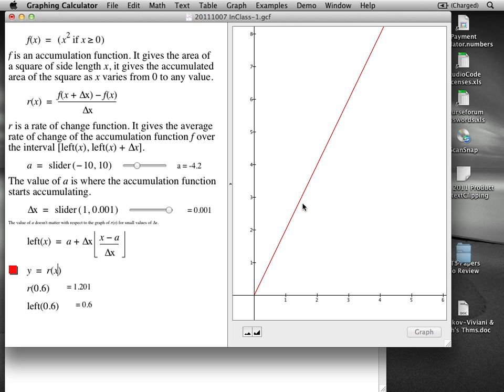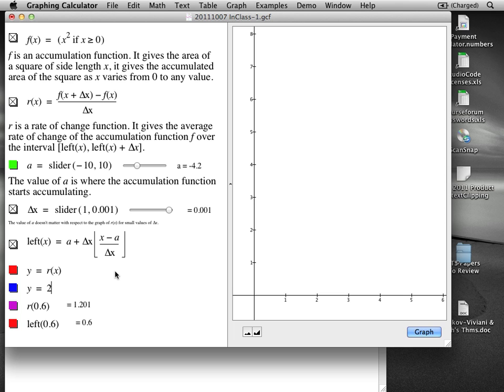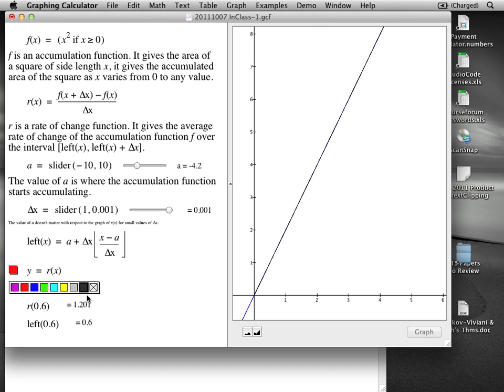If I come back here and I'm going to graph y equals 2x. What do you notice? They're the same, aren't they? So without even knowing it, we thought that we were graphing this quotient, but in effect, we were graphing y equals 2x. So we say that the rate of change of x squared at any value of x is effectively 2x. That's what we've just established.